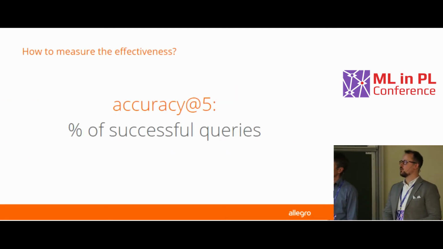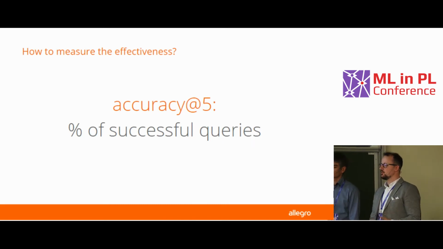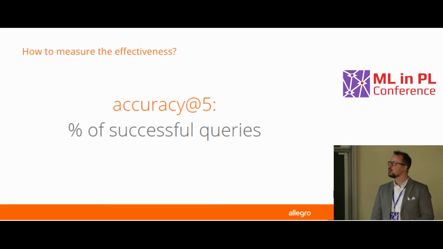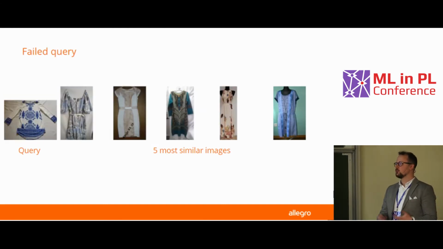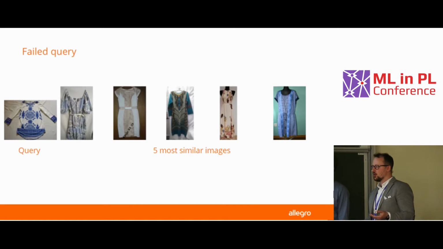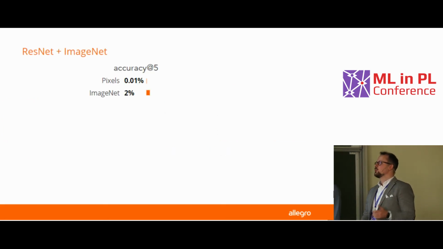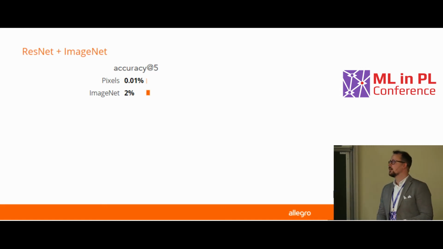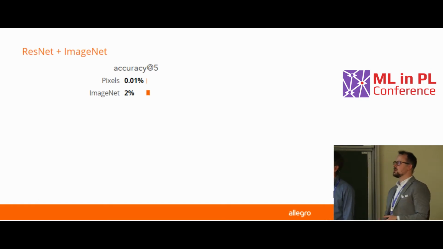So let's settle for a way to measure our effectiveness. We'll pick accuracy at 5 as a percentage of successful queries, where by a successful query I mean one when we get the item within 5 most similar images, and obviously a failed one where we don't. So we tried a pixel-based approach, we try now an ImageNet-based approach. Let's see what are the results. Well, the pixels gave us 100%. The ImageNet is 200 times better and achieves whopping 2%. Well, maybe let's try something different.